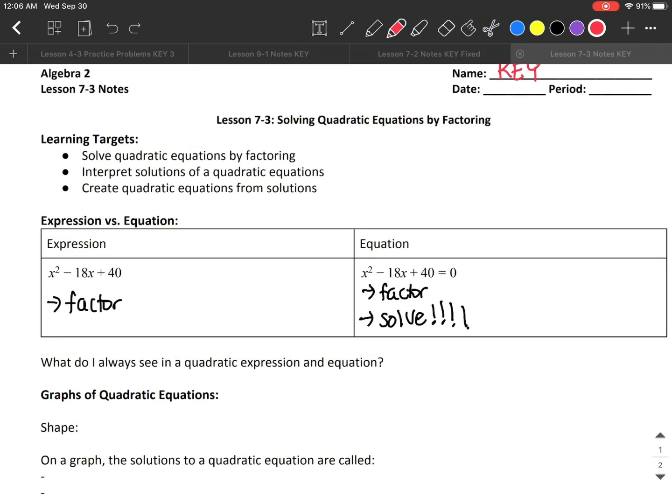So the difference between an expression and an equation is that an expression has no equal sign, and an equation has an equal sign. And when I see an equation, I need to make sure I'm solving it as well as factoring. You can remember that equation has an equal sign by it starting with "equa," which is almost "equal."